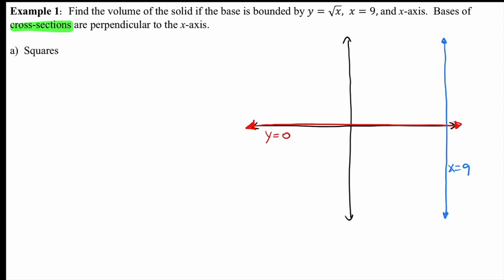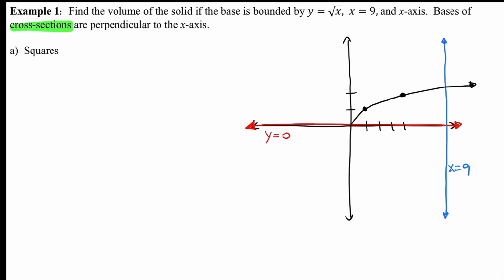Y equals square root of x means y is always going to be the square root of x. So if I plug in numbers for x, find the square root, it gives me my y. So if I plug in 1, I get 1. If I plug in 4, I get 2, and so on and so forth. The square root looks like that. It's increasing, but very, very slowly.